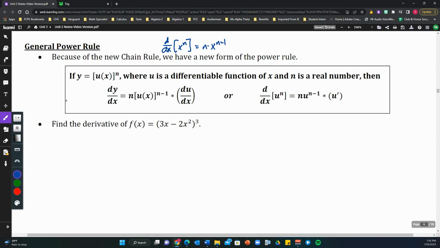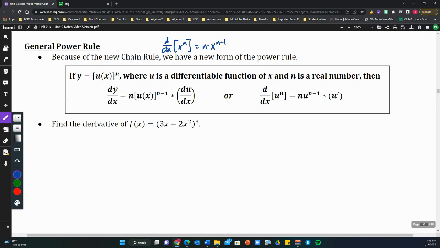So the previous one only applied when it was just x to a power. But now if it's any function raised to a power, we can use the chain rule to find its derivative. So that's why we call this the general power rule. It's basically everything reworded in terms of u. So there are two forms of this.